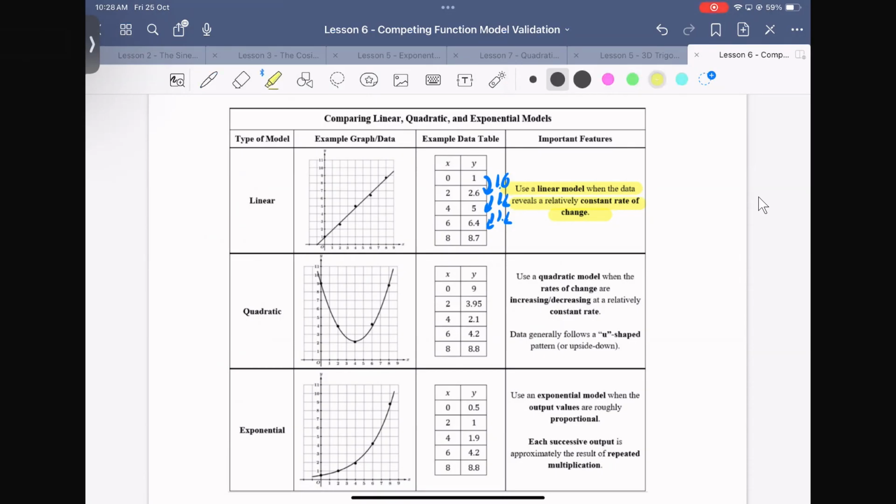We use a quadratic model when rates of change are increasing or decreasing at a relatively constant rate. That sounds like it's almost the same. So linear model, we have a constant rate of change. Quadratic model, the rates of change are increasing at a constant rate of change. What's that? So constant rate of change just means the rate of change is the same throughout for a linear model, right?